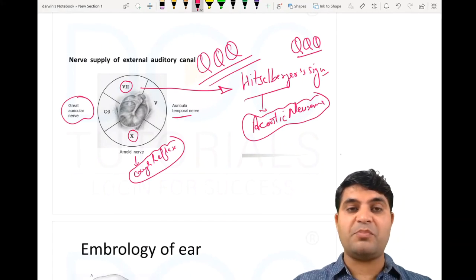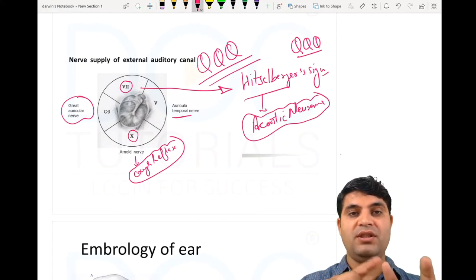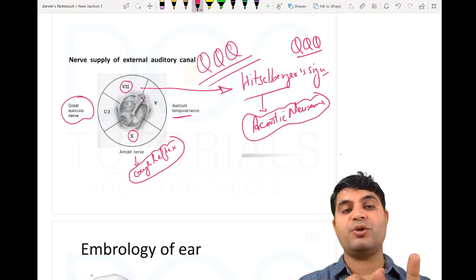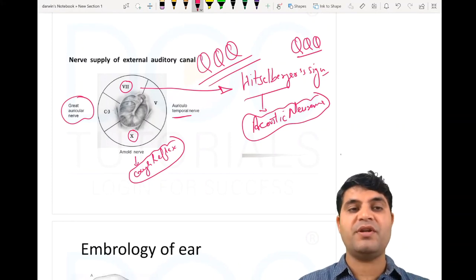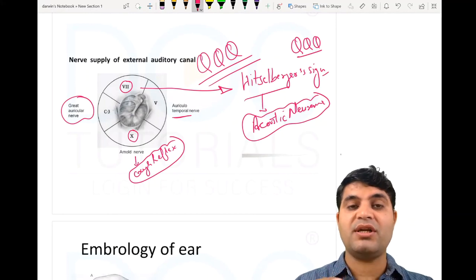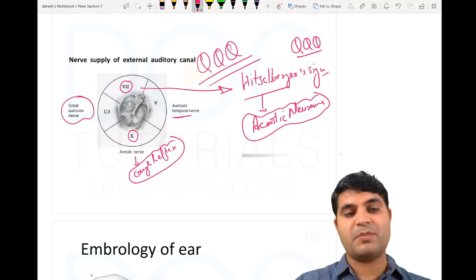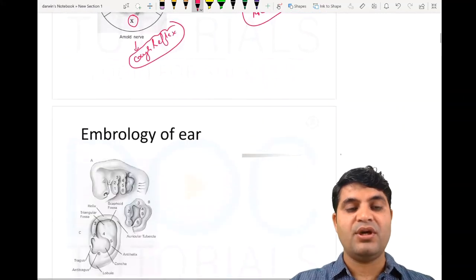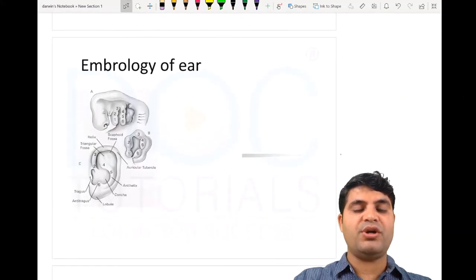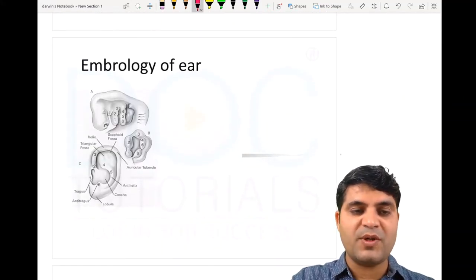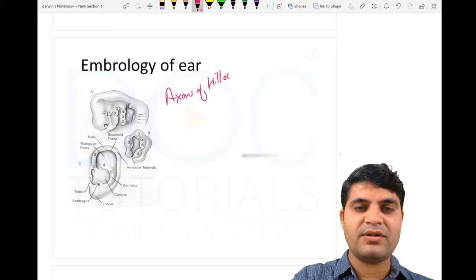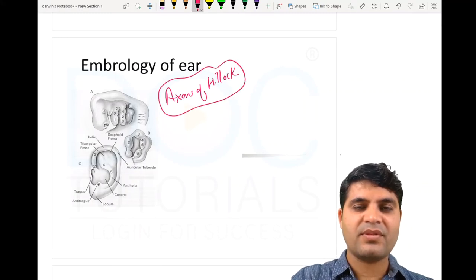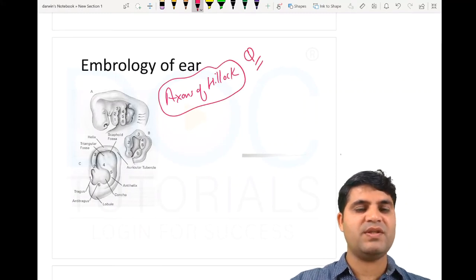So now I have completed your first chapter, and you have seen that I have told you two important questions. One is the endoscopic picture of the middle ear, number one. And number two, the external auditory canal nerve supply. So this is important. Now coming on to embryology, you already know that the pinna develops from six hillocks of His. Clear? You can see this model.